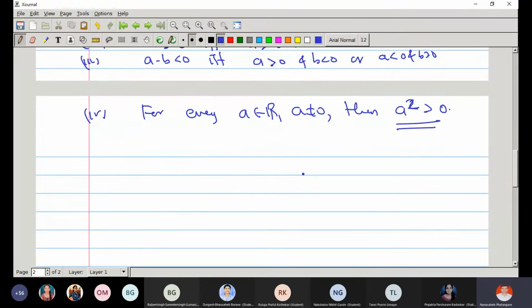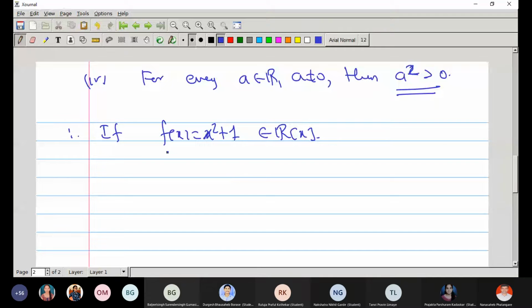Therefore, if f of x is equal to x square plus 1, this is a polynomial in R[x]. Is it a polynomial in R[x]? Am I right? Yes, sir. Now, but its roots are not in real numbers. Right? Its roots are not in real numbers.